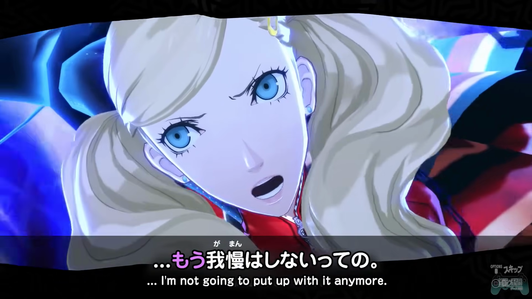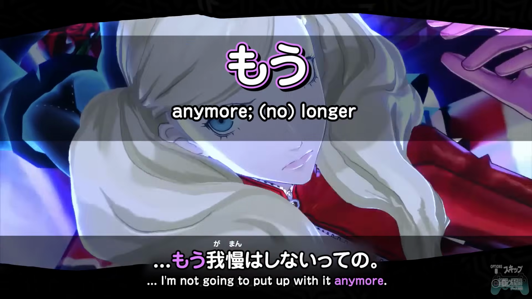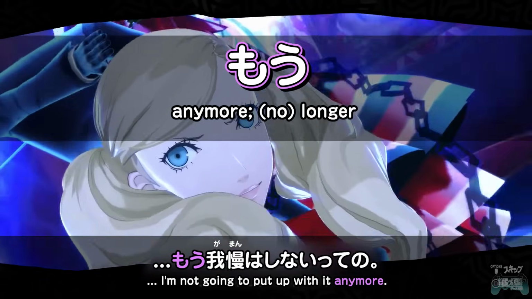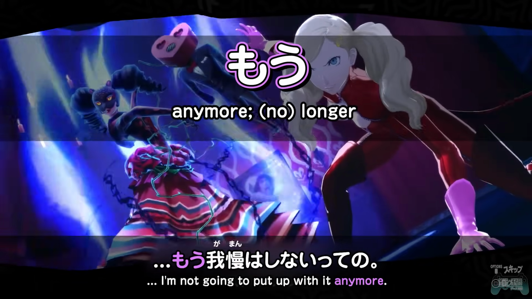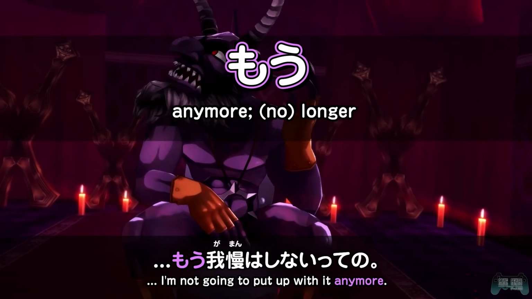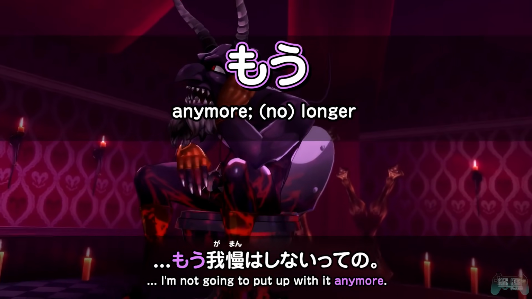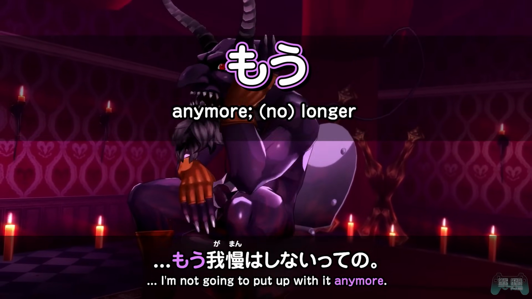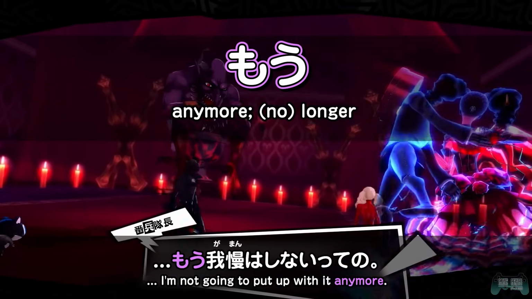もう我慢はしないっての。 Mō can also be used with negatives to say that you are no longer going to do that action anymore. Just like here in Persona 5, もう我慢はしないっての。 I'm not going to put up with it anymore.